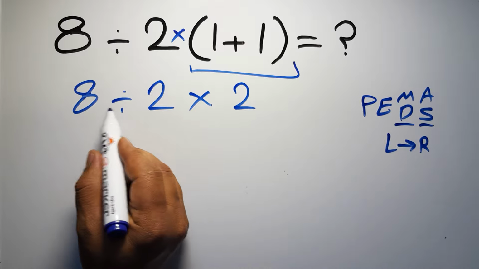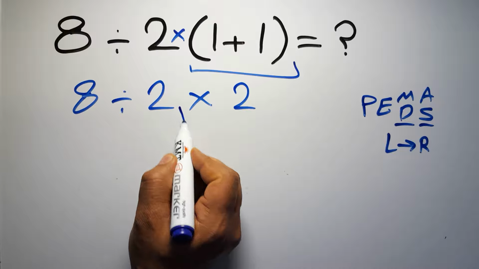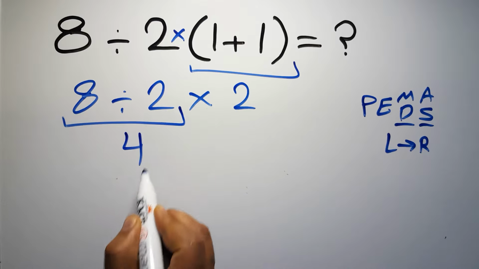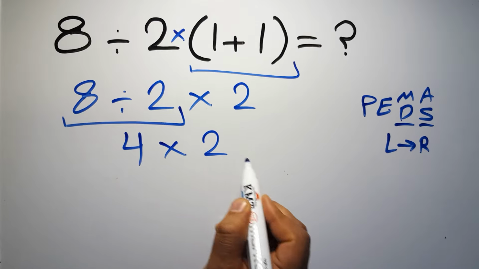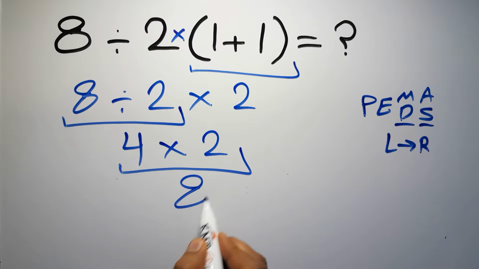So here first we have to do this division. 8 divided by 2 gives us 4. So 4 times 2, which gives us 8. And this is our final answer to this problem.